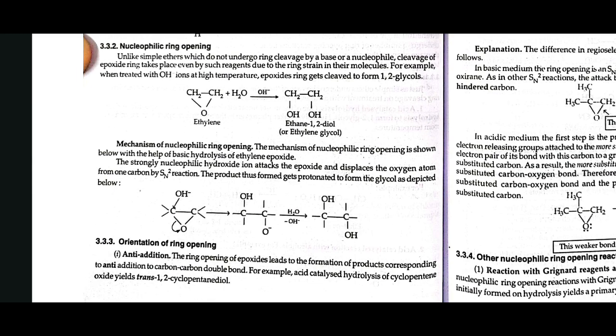Mechanism of nucleophilic ring opening. The mechanism of nucleophilic ring opening is shown below with the help of basic hydrolysis of ethylene epoxide. The strongly nucleophilic hydroxide ion attacks the epoxide and displaces the oxygen atom from one carbon by an SN2 reaction. The product thus formed gets protonated to form the glycol as depicted below.